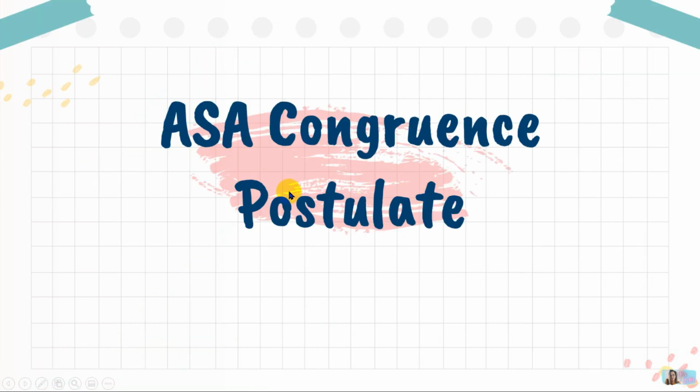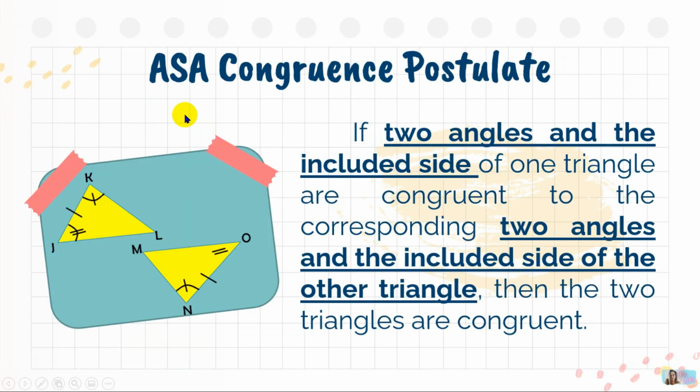So, we have here the ASA Congruence Postulate. So, ano kaya ang ibig sabihin ng ASA? So, dito daw po, we have this statement. If two angles and the included side of one triangle are congruent to the corresponding two angles and the included side of the other triangle, then the two triangles are congruent. So, in short, ang kailangan nating hanapin ay ang two angles and included side of the first triangle that are congruent and corresponding dun sa ating pangalawang triangle.